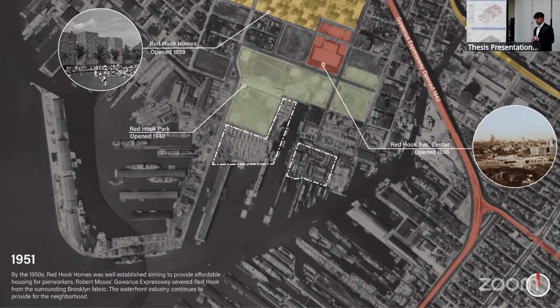Also during this time, you can notice that the neighborhood was cut off from the rest of Brooklyn essentially with the elevated Gowanus Expressway, which opened in 1942. So that made the neighborhood somewhat isolated, somewhat removed from the rest of the city, making it a bit more at risk for the economic collapse that was soon to come, unfortunately.